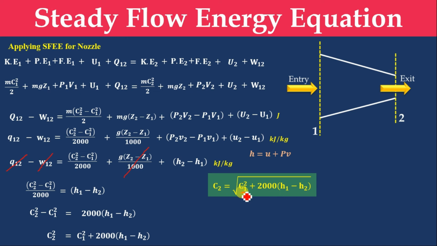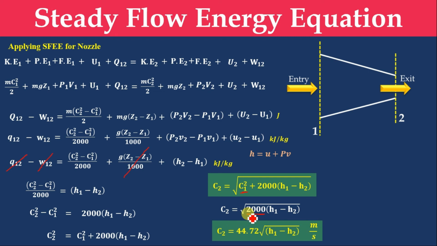If you neglect the inlet velocity, this equation becomes c2 is equal to root of 2000 times (h1 minus h2). Taking the root of 2000, we get c2 is equal to 44.72 root of (h1 minus h2) meter per second. This equation is applicable for a convergent nozzle. If it is a convergent-divergent nozzle, we will be having three sections: inlet 1, throat 2, exit 3. So the equation becomes c3, the exit velocity you need to find out. c3 is equal to 44.72 root of (h1 minus h3) meter per second.